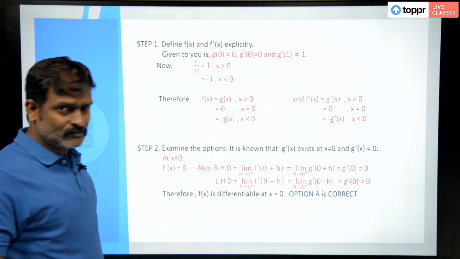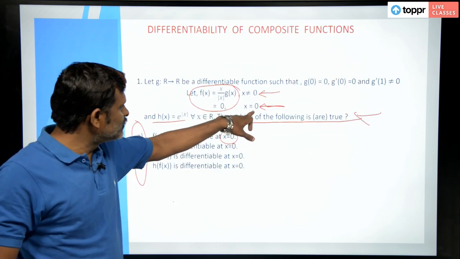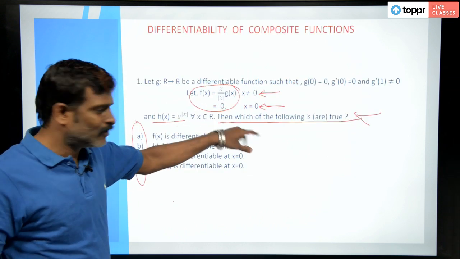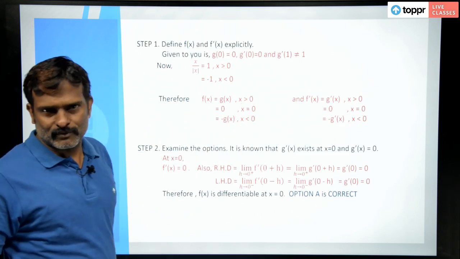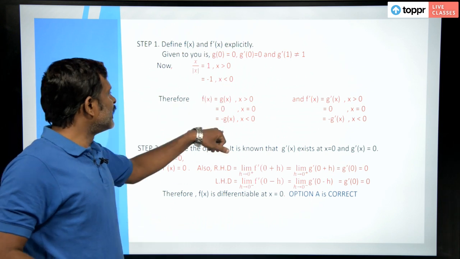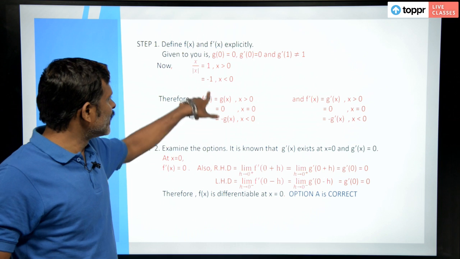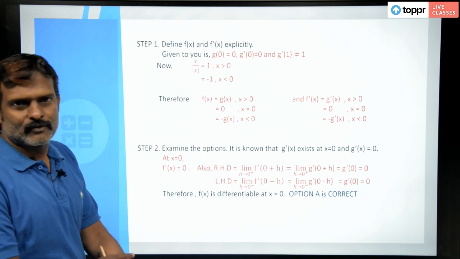And its value is already defined, that when x is equal to 0, f of x is defined as 0. So, for 0 it is simply 0. When x is less than 0, then f of x will become minus g of x, because you are multiplying g of x with a minus 1. So, you get negative, right.